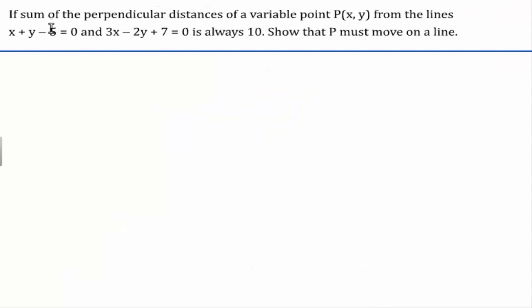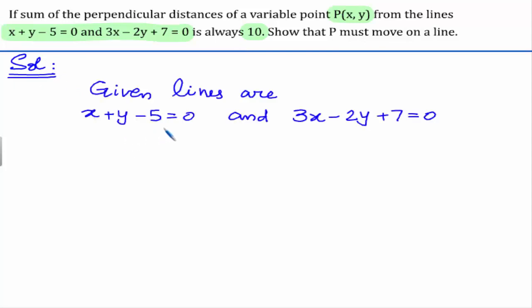In this question, it is given that the sum of the perpendicular distances of a variable point P(x, y) from the two given lines is always 10, and show that P must move on a line. Let us see the solution for this. Now the given lines are x plus y minus 5 is equal to 0 and 3x minus 2y plus 7 is equal to 0. It is given that the distances between this point and the two lines have a sum of 10.